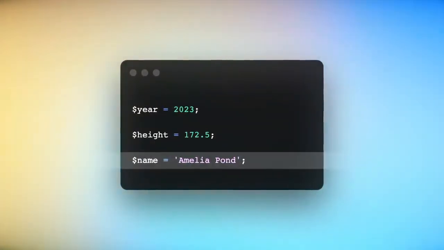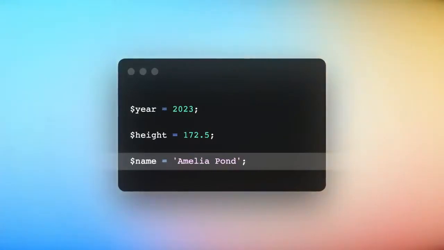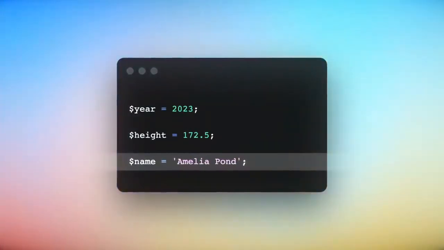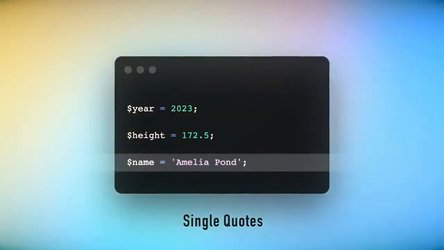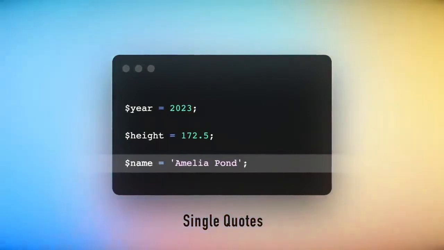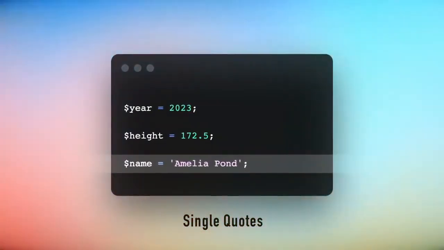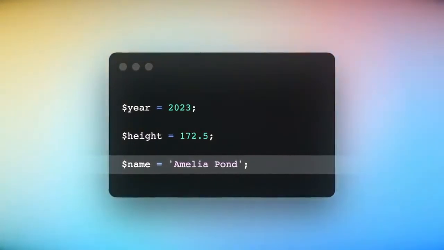And we can store a string as well, which is a sequence of characters. To assign a string value to the name variable, we use single quotes before and after the value. Or in other words, we delimited the string using single quotes. That's how we tell PHP that this thing is a string.